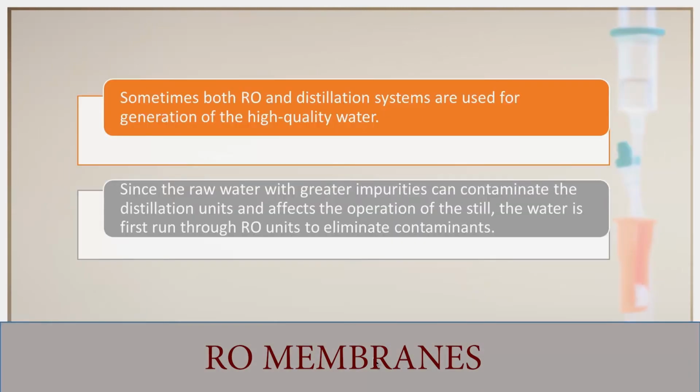Sometimes both RO and distillation systems are used simultaneously for generation of high purity water, since raw water having greater impurities can contaminate the distillation unit and affect the operation of a still. So, the raw water is first run through the RO unit to eliminate the contaminants.